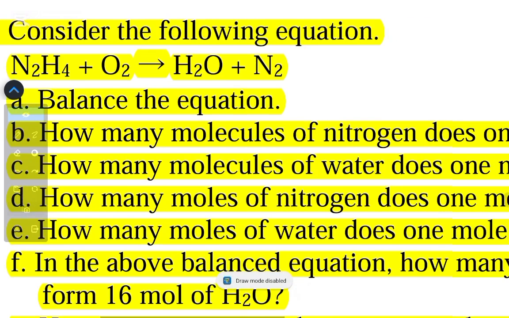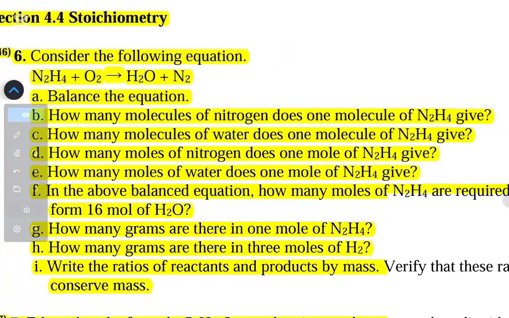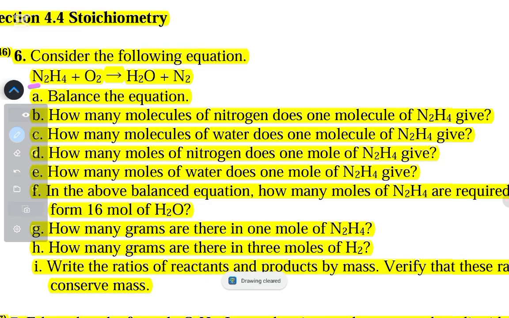How many molecules of nitrogen does one molecule of N2H4 give? We have one molecule of N2H4, and all of these are 1 except for H2O. So one molecule of N2H4 will give you one molecule of nitrogen. How many molecules of water does one molecule of N2H4 give? N2H4 is one molecule and water is 2 molecules. So one molecule of N2H4 gives 2 molecules of water.